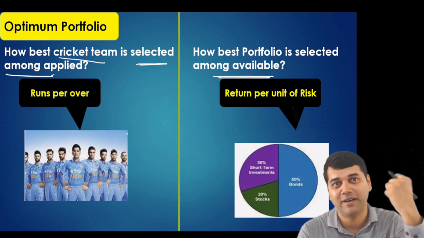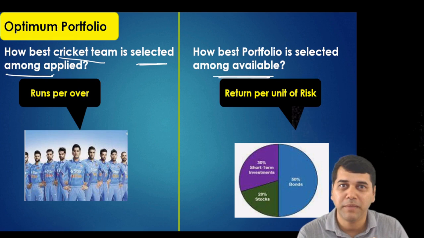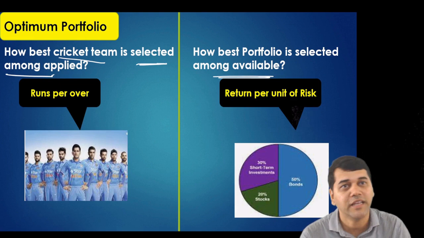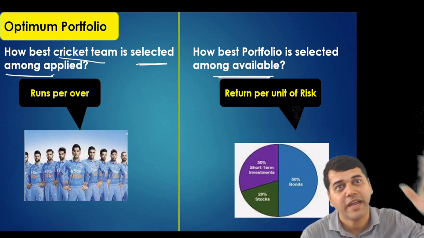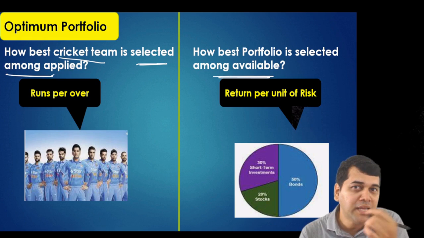Batsmen. So you will have one or two, maybe the best bowlers, but the rest seven to eight, you will have the batsmen only in any cricket team. Is it possible that you have eight bowlers and two batsmen? Best bowlers, but only two. No. That's why my set criteria is runs per over.